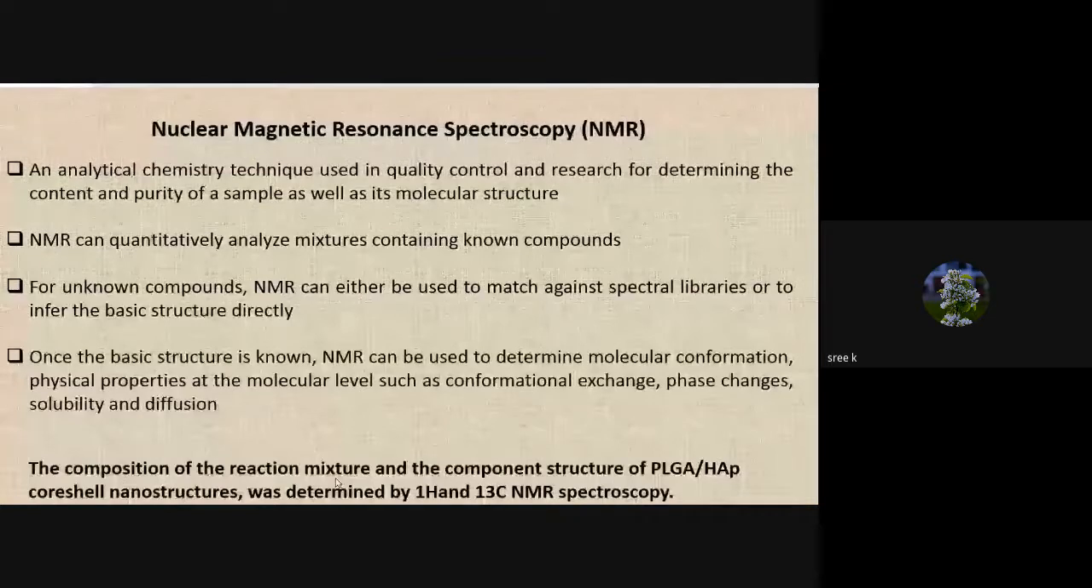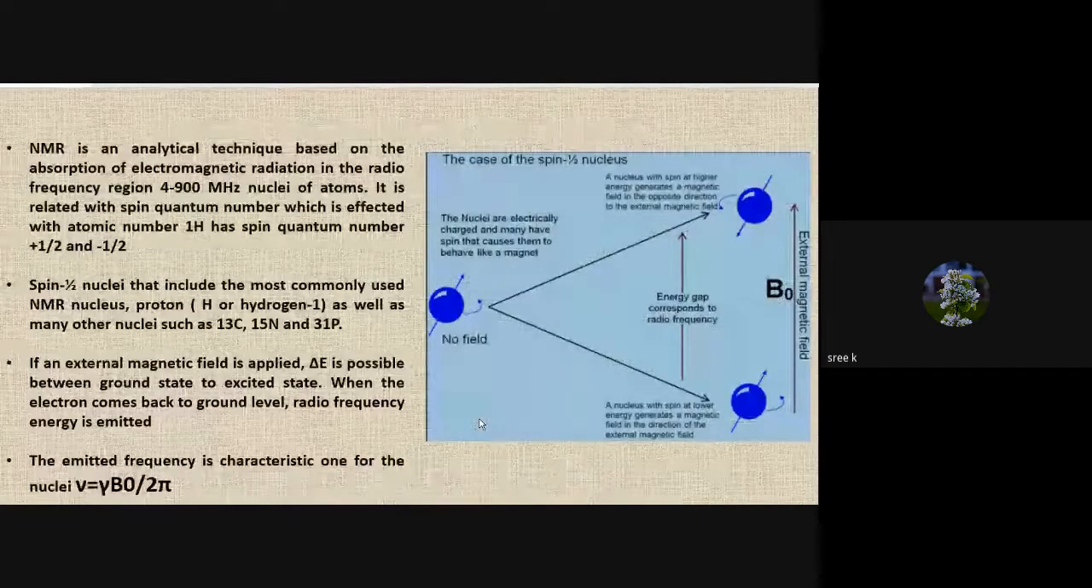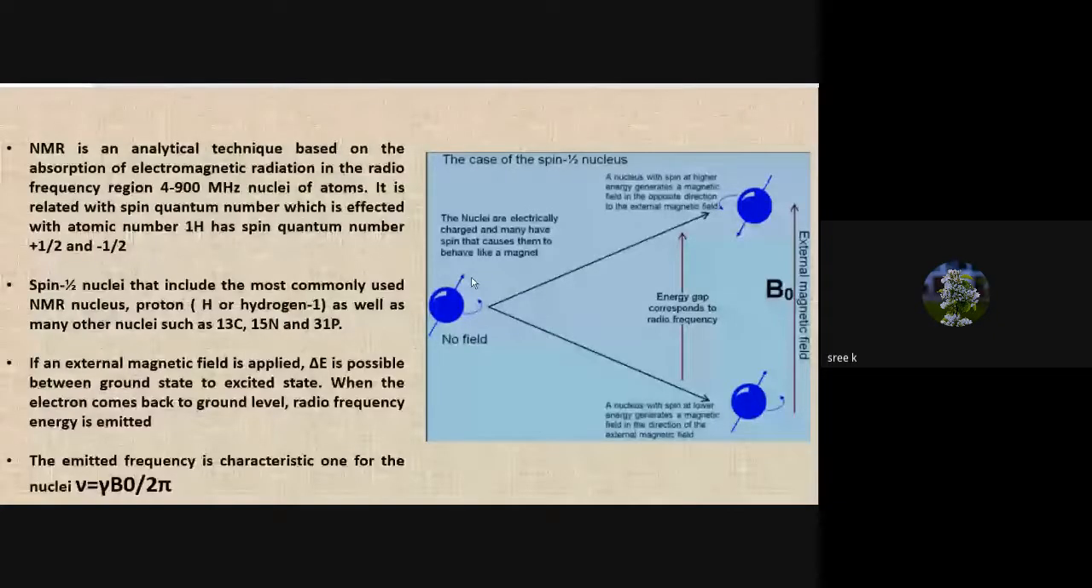The composition of the reaction mixture and the component structure of this particular composite nanostructure was determined by NMR spectroscopy. This is the one example taken from the study of biomaterial. So this is nothing but compounds having a spin quantum number, like 1H proton, where you have a quantum number of plus half or minus half, and electrons at a particular spin.